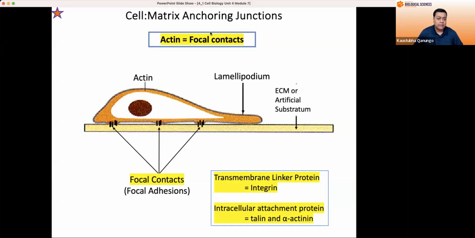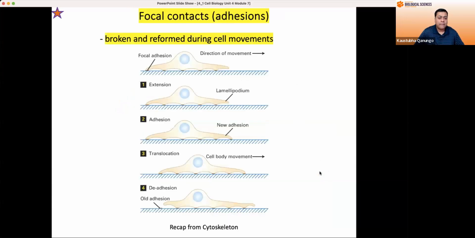So now we have cell to matrix anchoring junctions. And these are the cells which are essentially motile, and these are mainly the white blood cells. So these are the focal adhesion. Intracellular attachment proteins are talin and alpha-actinin. And let's take a look at what happens. Right here, you can see that this is the direction of the movement. And we actually saw this somewhere else, and we are going to see this later as well. So these are all the focal adhesions or the focal contacts.